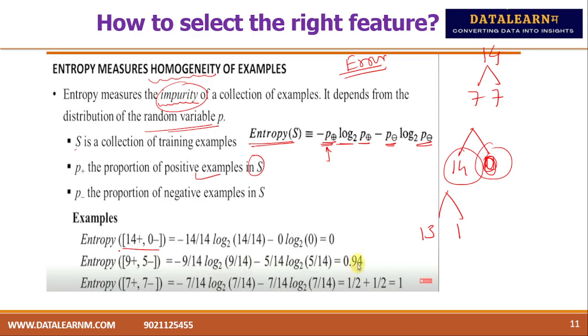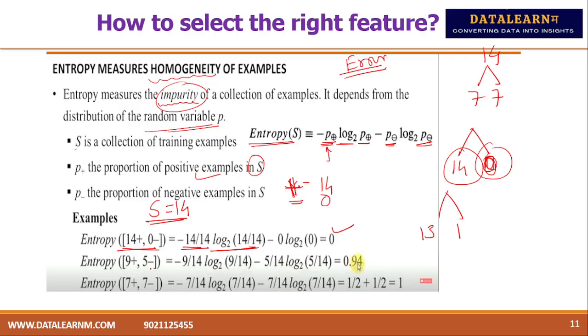If we use the formula for 14 0, that is 14 yes and 0 no, what will be the value? 14 upon 14. How many total samples are there? Total samples are 14. The yes value, that is the positive value, is 14. The negative value is 0 over here. If you put the values in this equation, you get 0 impurity. 14 0 and 0 14 will give you 0 entropy, correct?